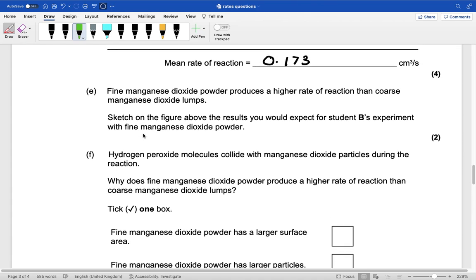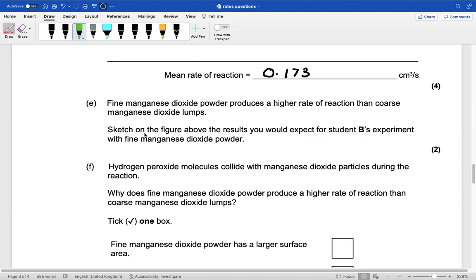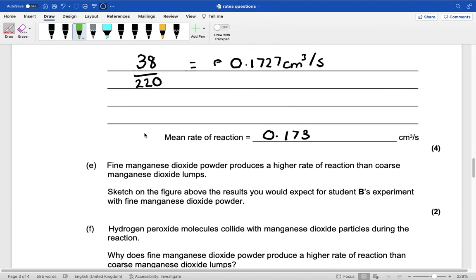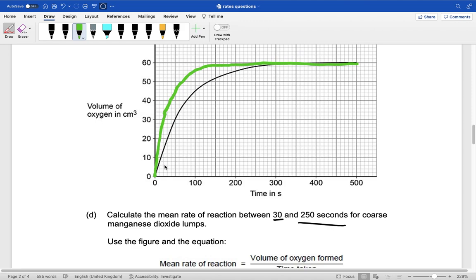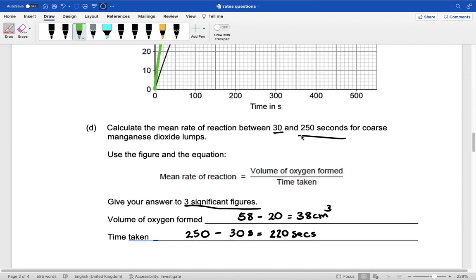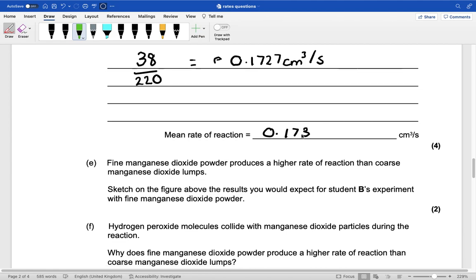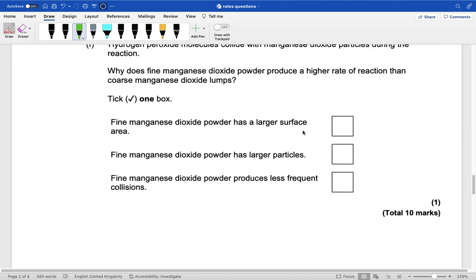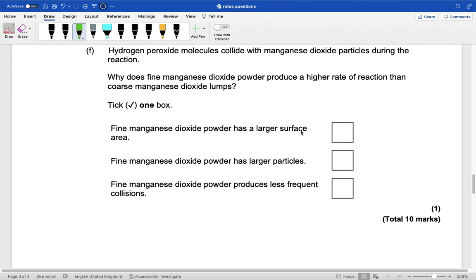Okay. So just sketch on the figure above the results you would expect for student B's experiment with fine manganese dioxide powder. So just to confirm, because it's a fine manganese dioxide powder, we will get a mark for starting at the origin. We will get a mark for making sure that the rate of reaction is faster, so it's a steeper curve, and that it finishes at the same point, because we've not increased the concentration of the hydrogen peroxide, and we've got the same mass of manganese dioxide.